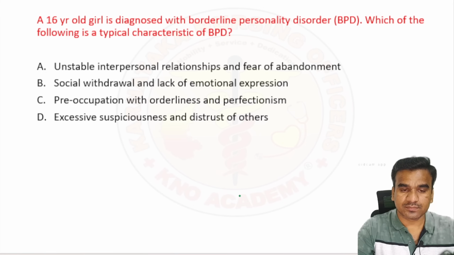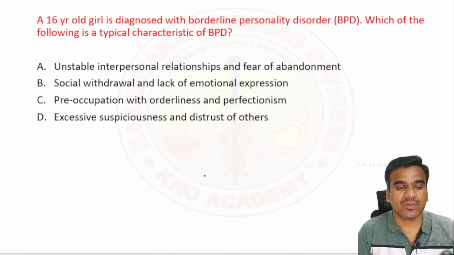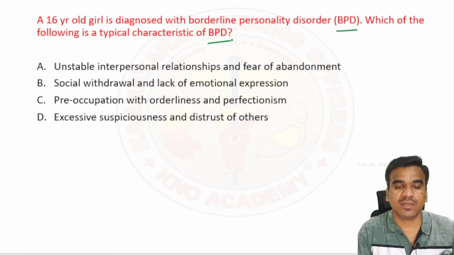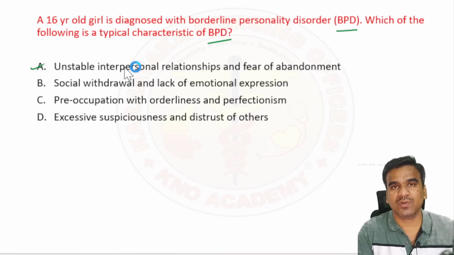Next, a 16-year-old girl is diagnosed with borderline personality disorder (BPD). Which of the following is a typical characteristic of BPD? The right answer is unstable interpersonal relationships. I am not wasting time because everyone already knows the right answer. For those students from our group who have not done it, only for them I am making the video. Unstable interpersonal relationships and fear of abandonment is the right answer.